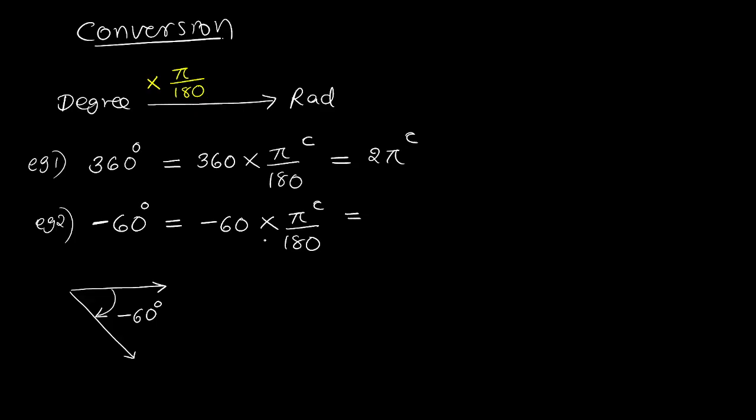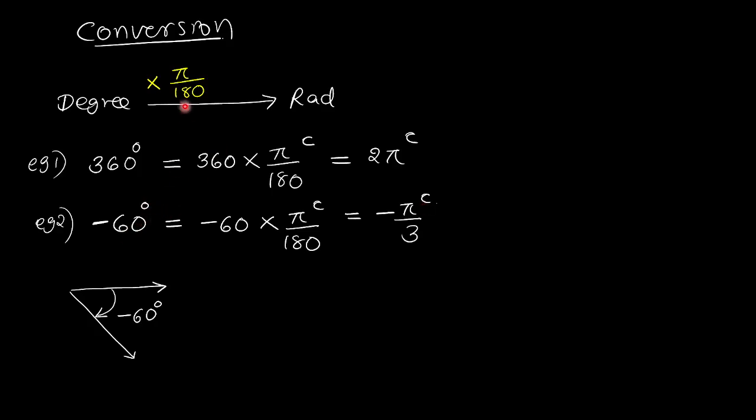60 by 180, the zeros cancel. In the denominator you will get 3 radian. All of it clear? Please respond.